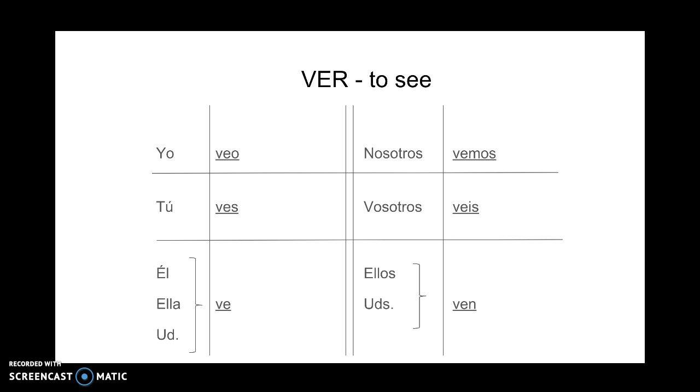Nosotros vemos is we see. Vosotros veis is you all see in España. And ellos or ustedes ven is they see or you all see. Please pause the video to complete the 4 questions, answer the 4 questions on la primera página, the first page.